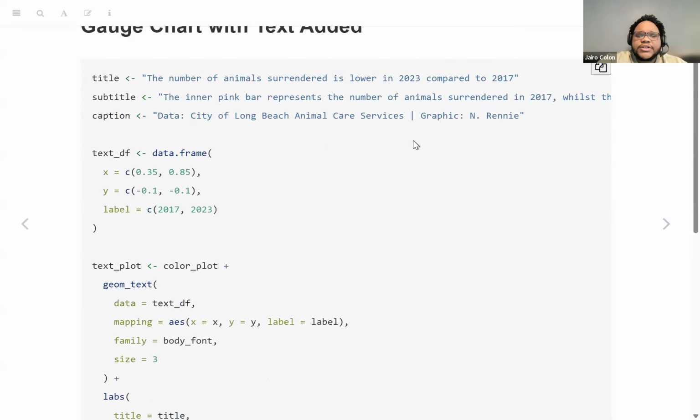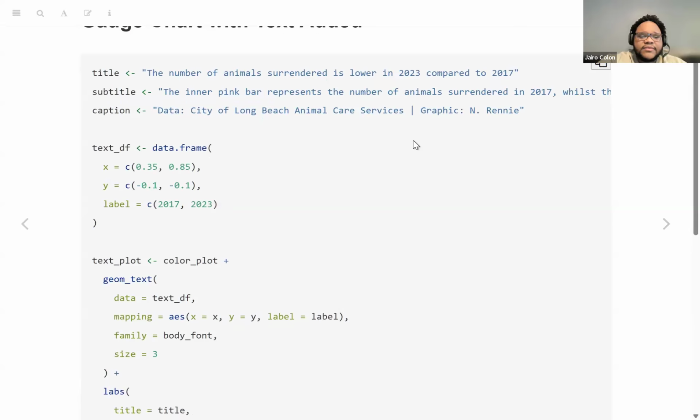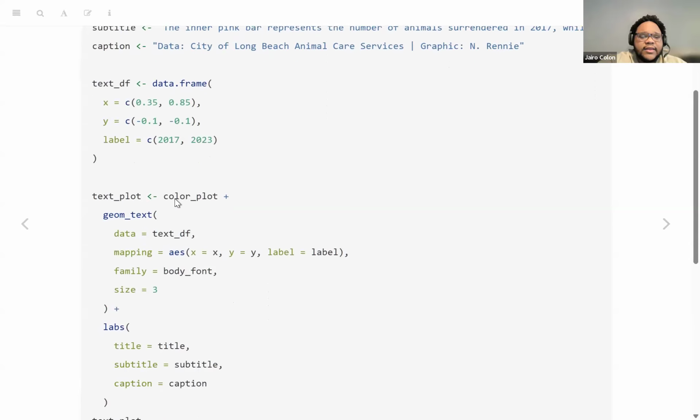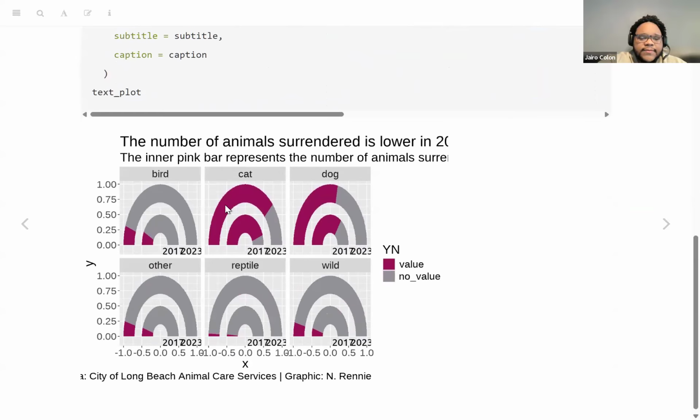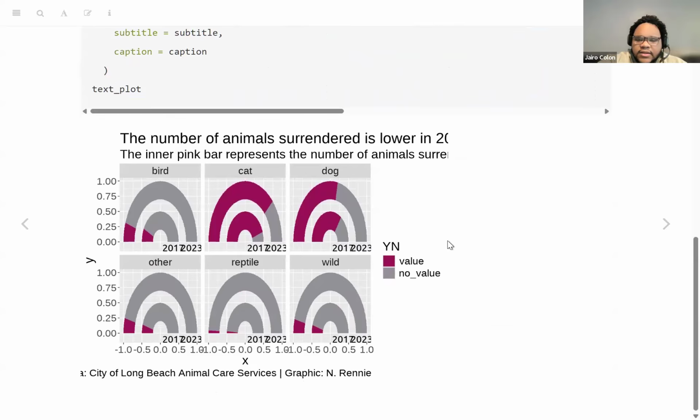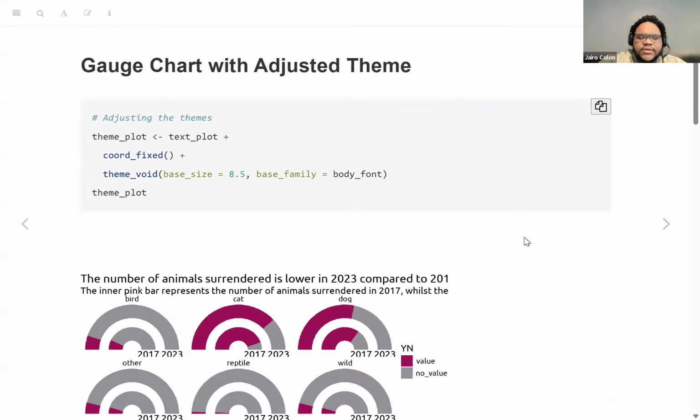And then this is where she denoted what the different text is going to be and then the different parameters for the text. She added labels for the years, and then she created the actual chart and added all of that. It looks a little funny now. I think the last one ends up looking better because she removes the labels on the X and Y axis, and I believe she also removes the legend.